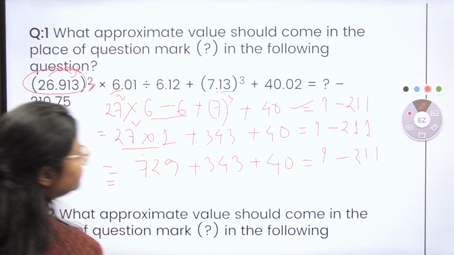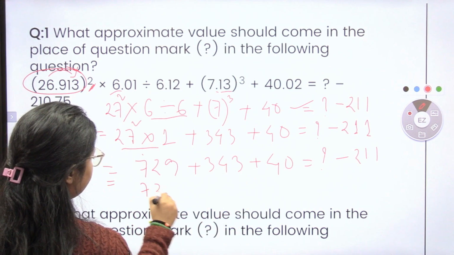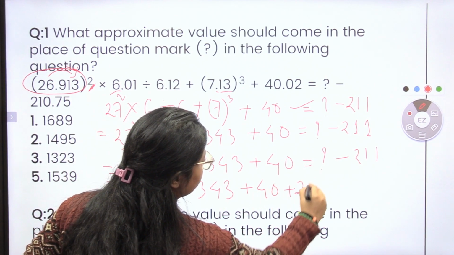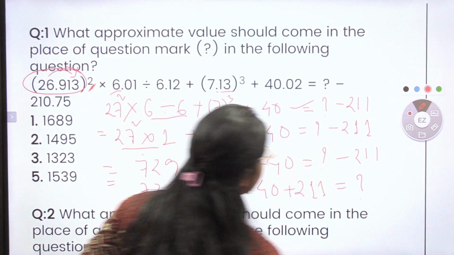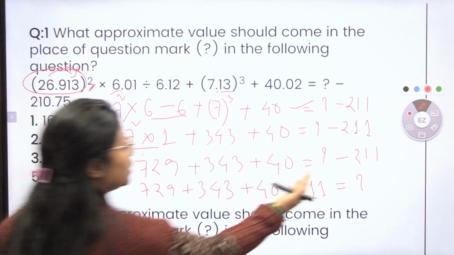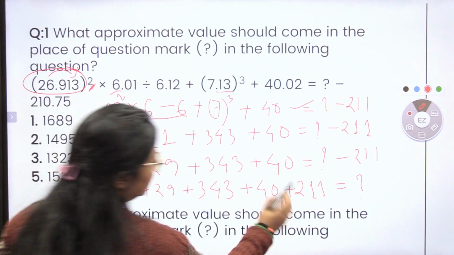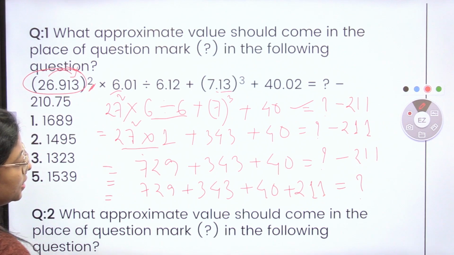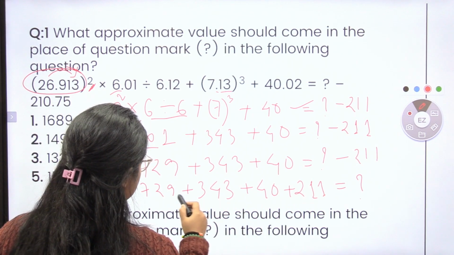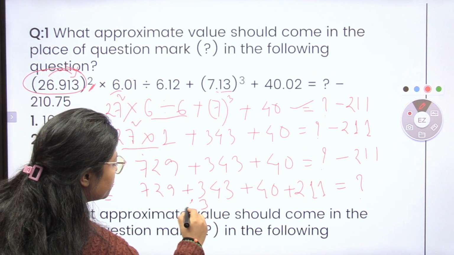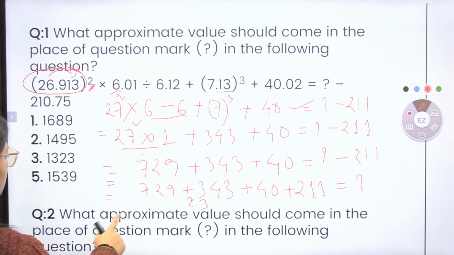Add this all. Because if I bring the minus here, it will be plus. Okay, so add this, you will get 1323. So the answer should be 1323. All right, so the answer is 1323.